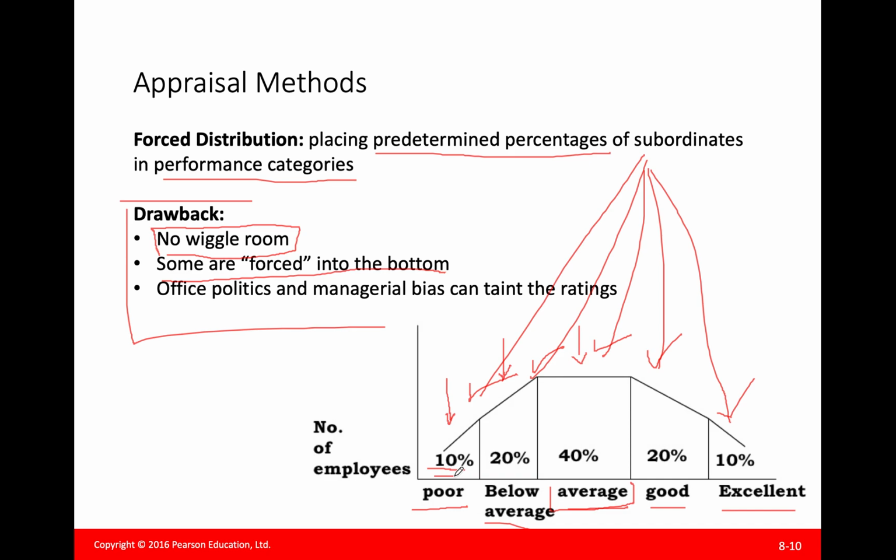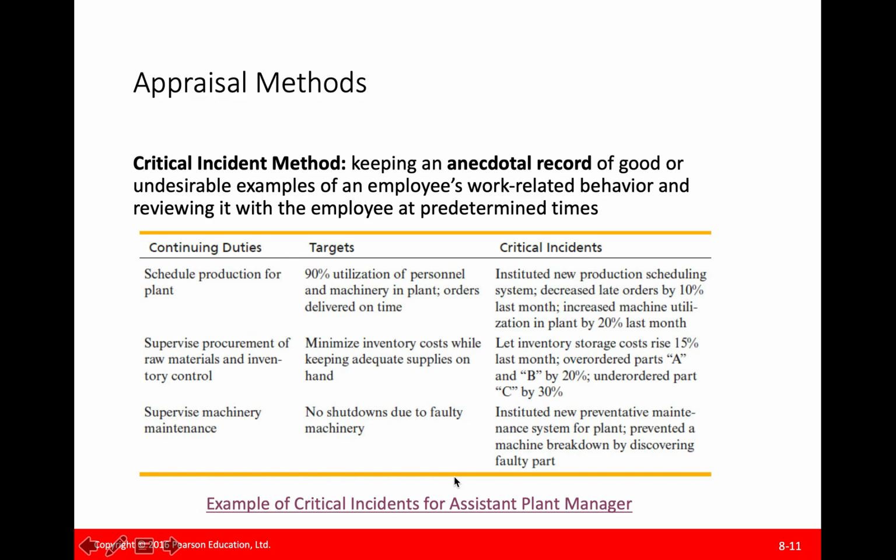Okay, you understand this? No answer means everyone understands. Very good. Next method. So you can see I go very slowly for the methods because we need to know and we need to understand very, very well. So next method is critical incident method.